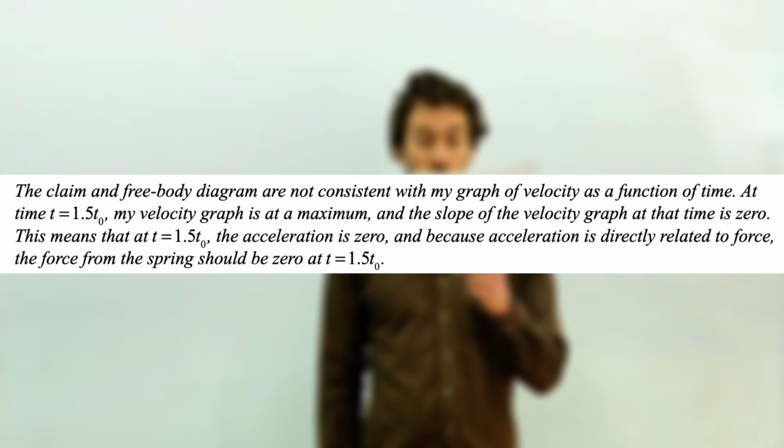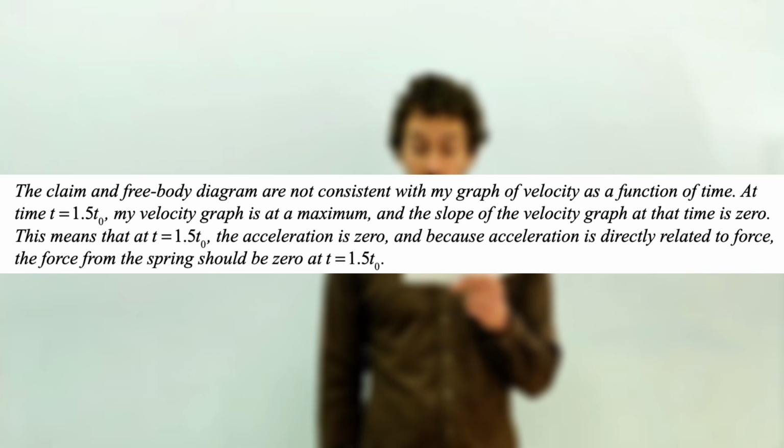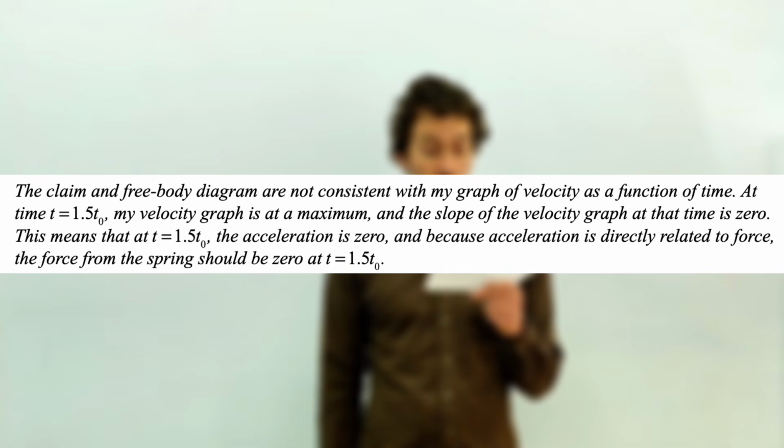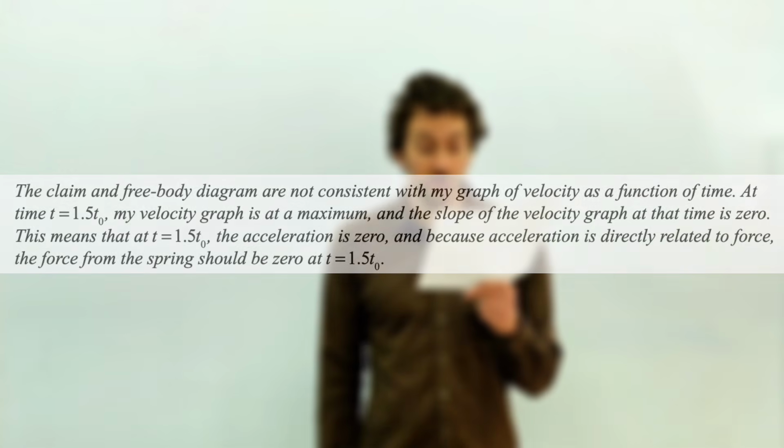Let me read the example question answer that they give in their solution. The claim and free body diagram are not consistent with my graph of velocity as a function of time. At time t equals 1.5 T naught, my velocity graph is at a minimum and the slope of the velocity graph at that time is 0. This means that at t equals 1.5 T naught, the acceleration is 0, and because acceleration is directly related to force, the force from the spring should be 0 at t equals 1.5 T naught.